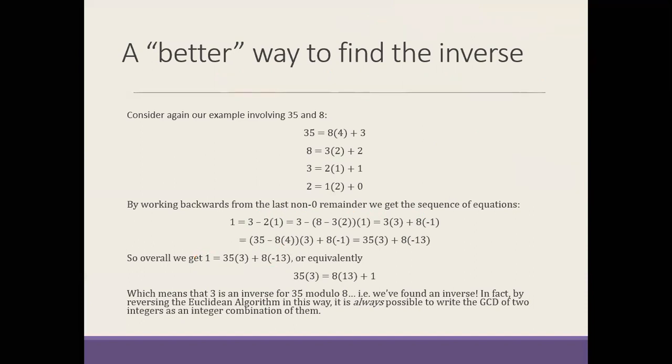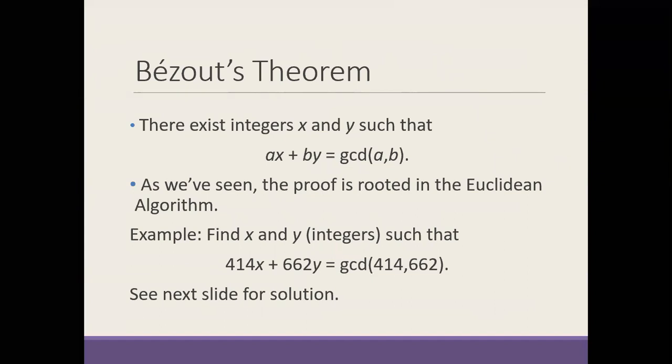Okay, so this is a very, very efficient, good way of finding inverses. And in general, it gives us a way of writing the GCD of two things as a combination of the original integers. Okay. Well, let's look at that more complicated example. Oh, by the way, what we're dealing with here is something called Bezout's theorem.